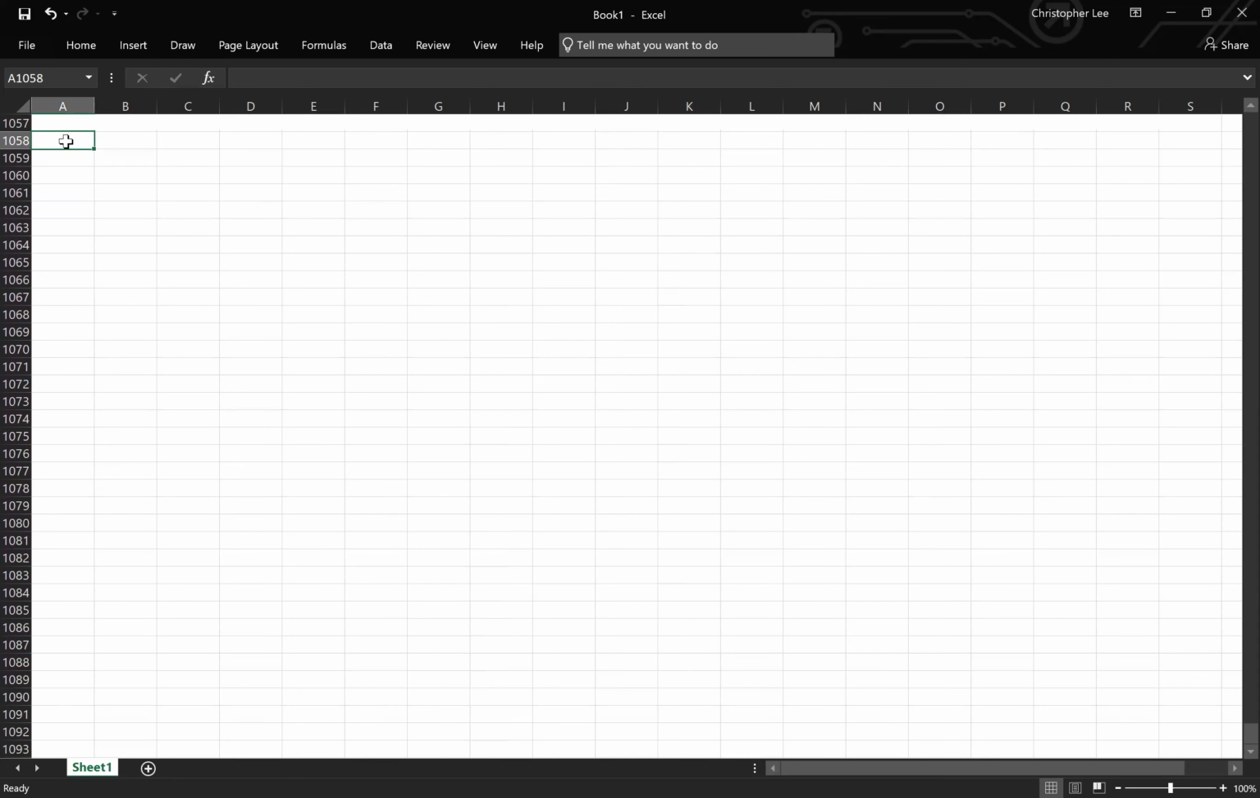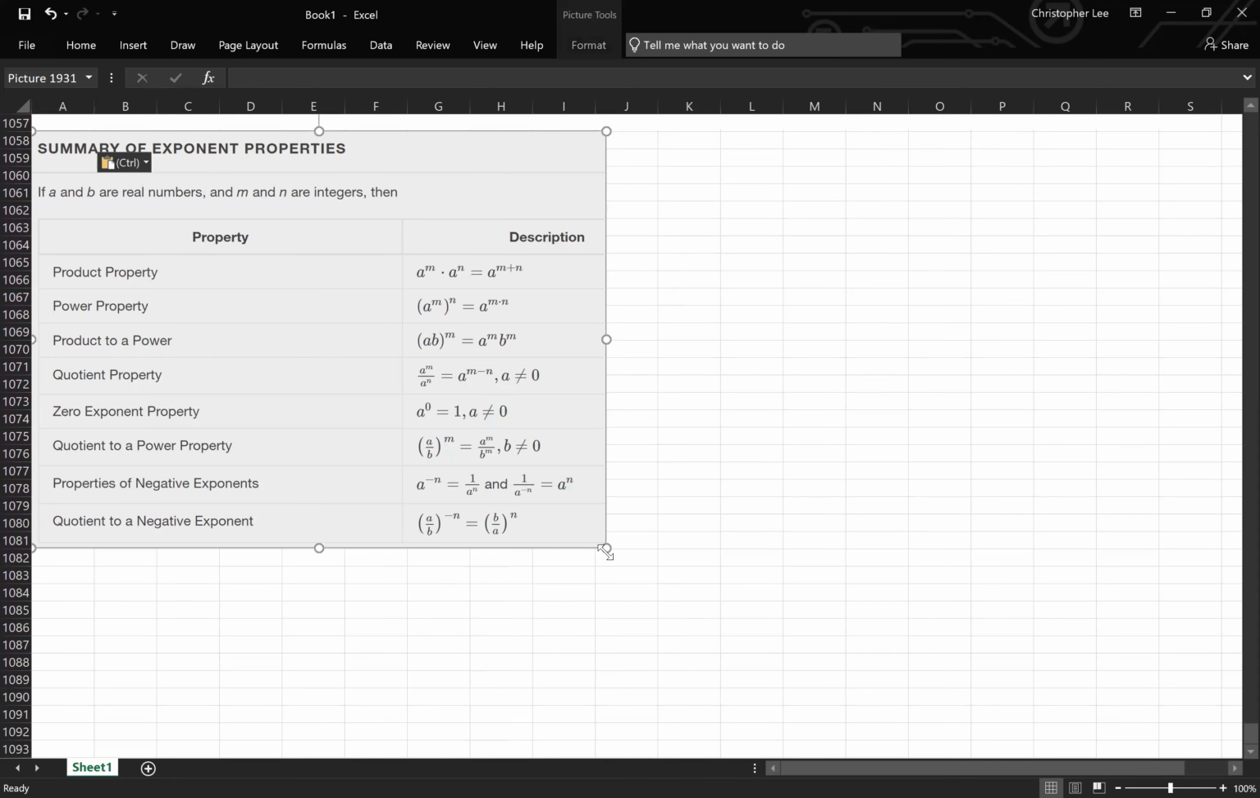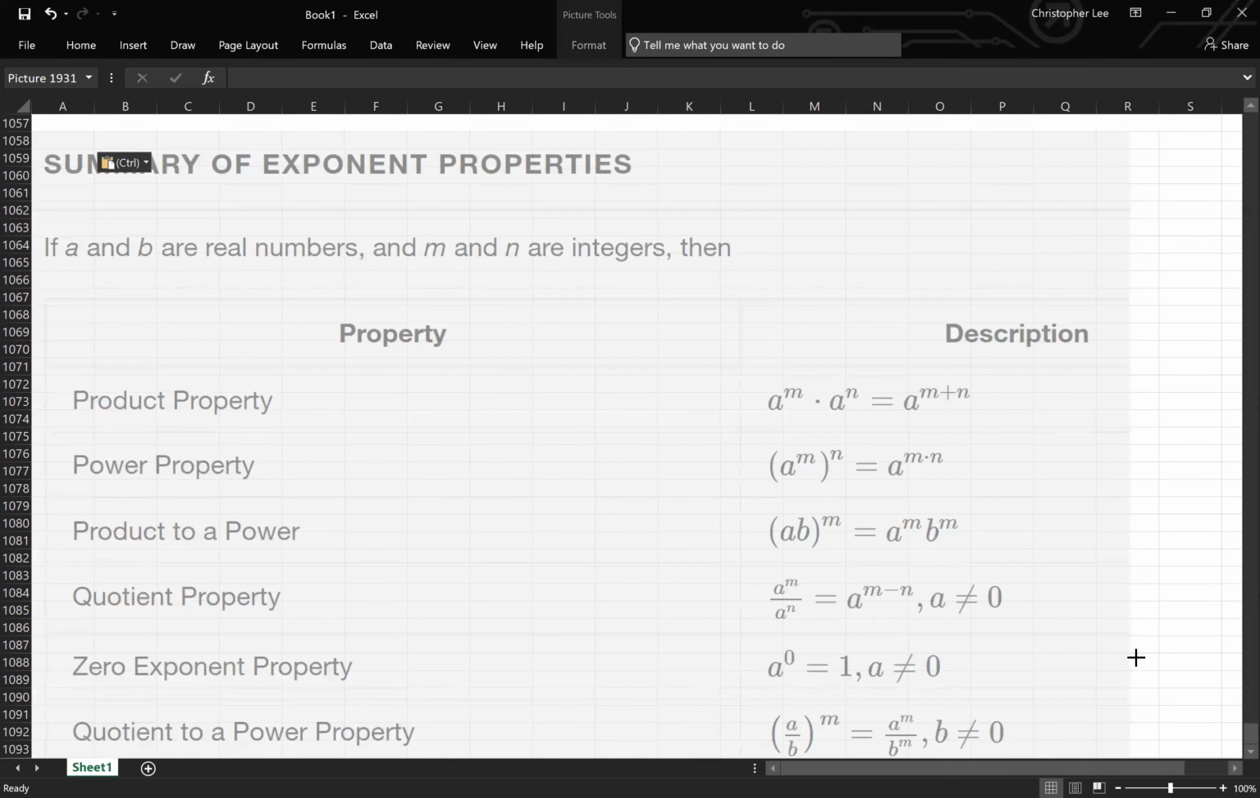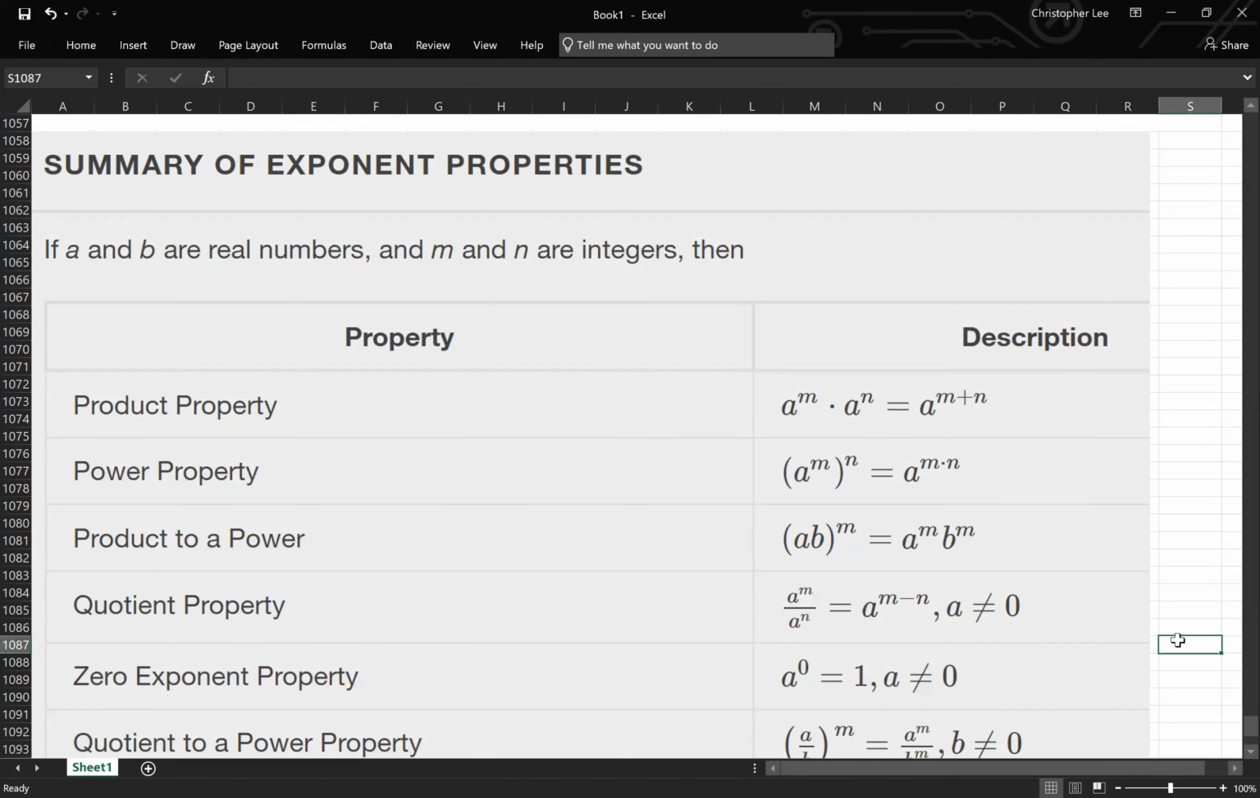So here you go. This is all that we did. It is a lot, I know. So, summary of exponent properties.